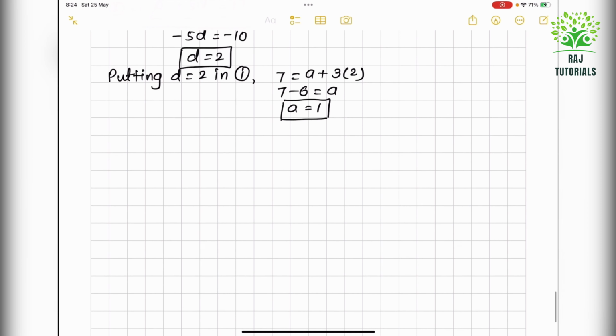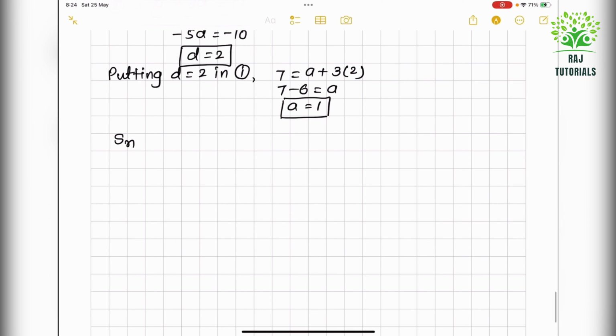It has asked me to find Sn. So Sn equal to n by 2 into (2a plus (n minus 1)d).